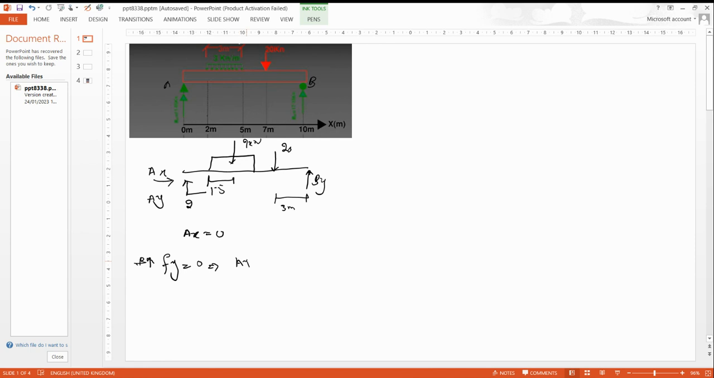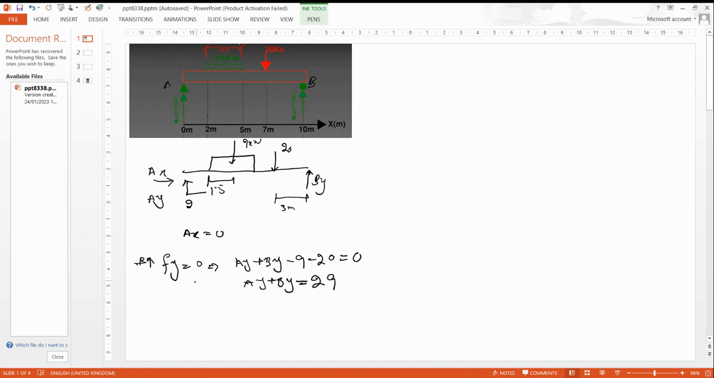So Ay plus By, these two going up, so they are positive, and the 9 kilonewton is going downward, so it is negative, and the 20 is also going downward, so it is also negative, and equal to 0, as there are no other forces. So Ay plus By stays on the left, and these two go to the other side of the equals sign, positive, and the total will be 29.